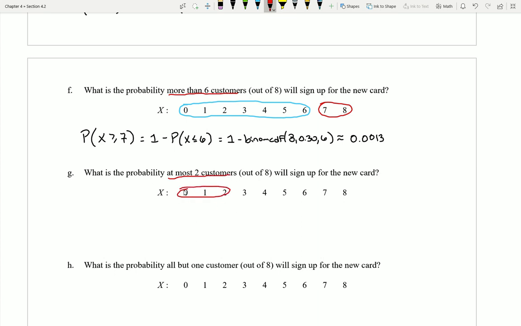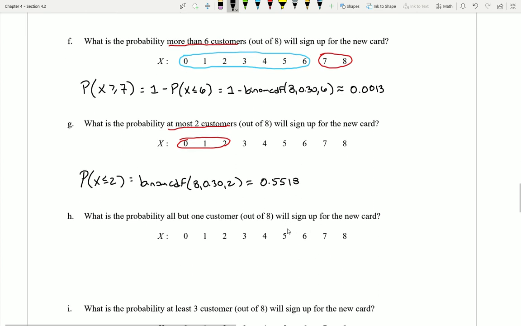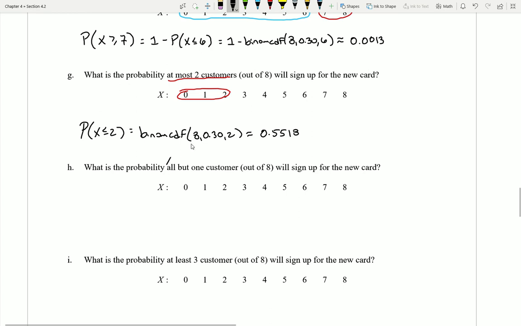For part G, this asks what is the probability that at most 2 customers, so if 2 is the most, that means I'm looking for these values. This is very easy to find. I have the probability that X is less than or equal to 2. I can find that immediately with the binom CDF, 8, 30, and 2. And I get an answer here of 0.5518.